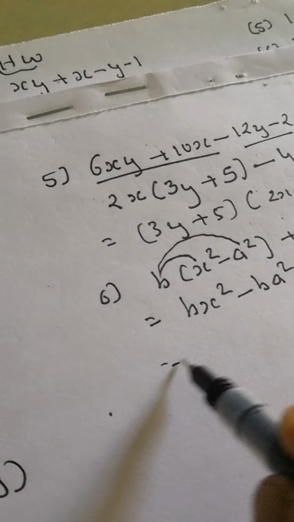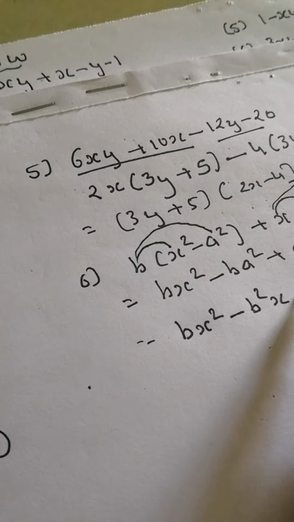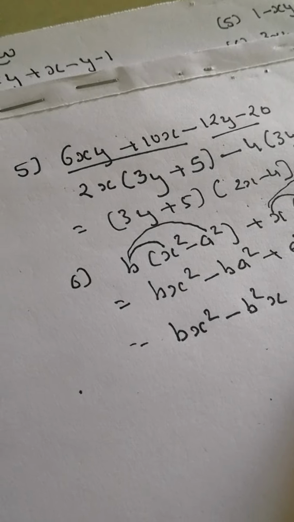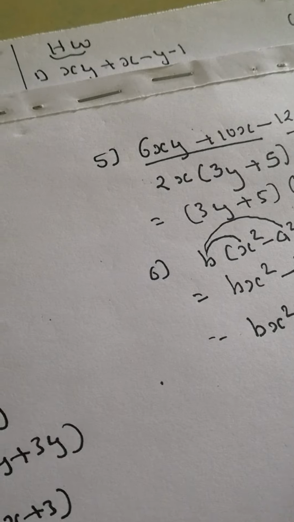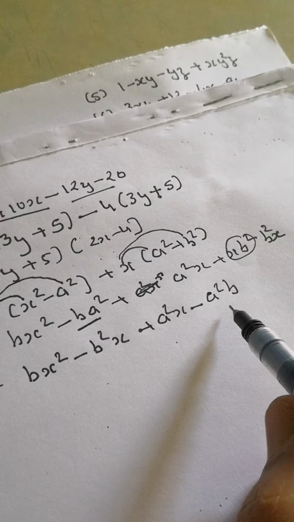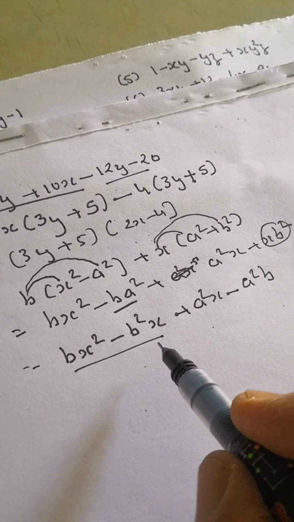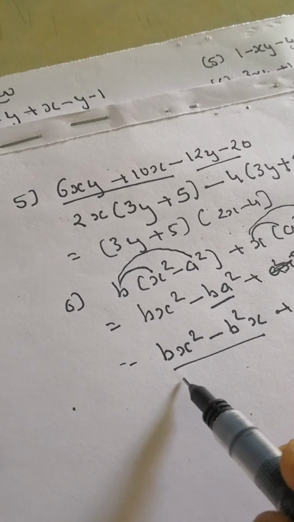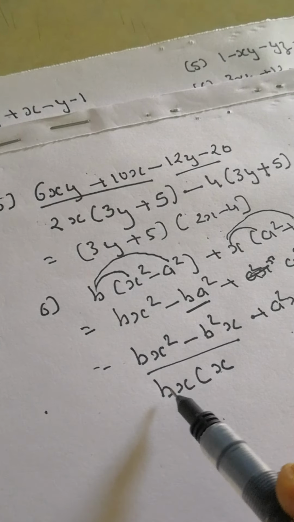So I am arranging the terms as bx square minus b square x plus a square x minus b a square b, minus a square b. This term, ba square, is written as a square b. From these two terms, bx square minus b square x, I am getting bx as common. The remaining factor is x, because b has gone as common.